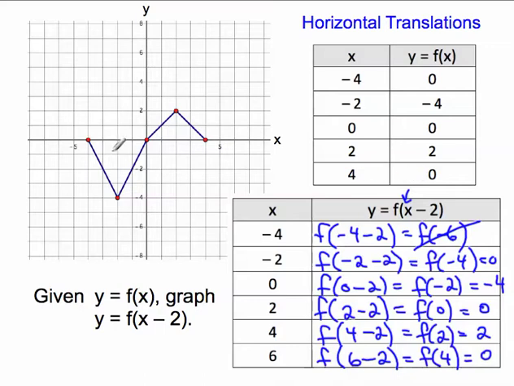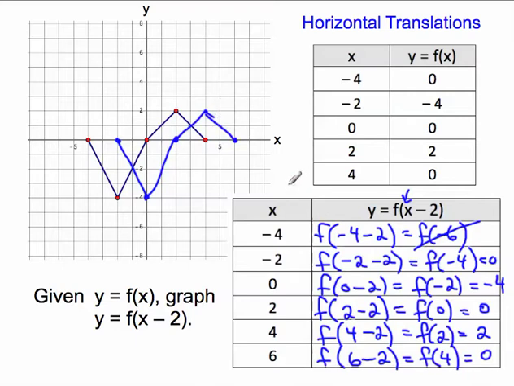Okay, so taking a look at what's happening here, if we plot all of our points, we've got the point negative 2, 0, the point 0, negative 4, the point 2, 0, the point 4, 2, and the point 6, 0, just reading these all off of the table of values. And again, if you'll excuse my lines, I'll try and draw the new function, which is going to look something like that.